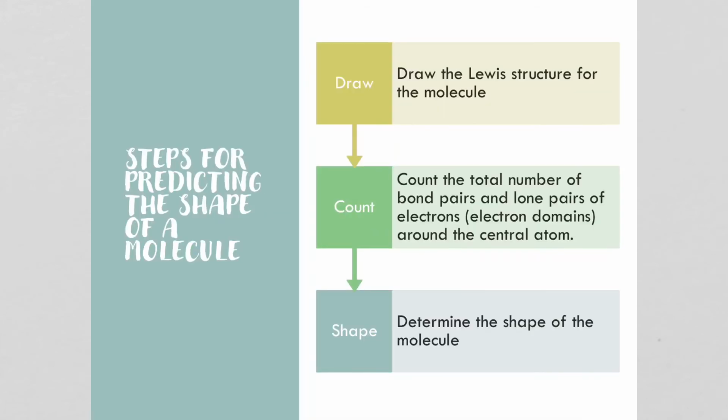There are three steps for predicting the shape of a molecule. The first thing is to draw the Lewis structure for the molecule. And then you're going to count the total number of bond pairs, the number of bonds surrounding your central atom. And then you're also going to count the lone pairs of electrons. Those are sometimes called electron domains around the central atom. Once you've done that, you can use that information to determine the shape of the molecule. You can also build the molecule and then look at the shape when you find the result. But this is how you could determine the shape before even building the molecule.